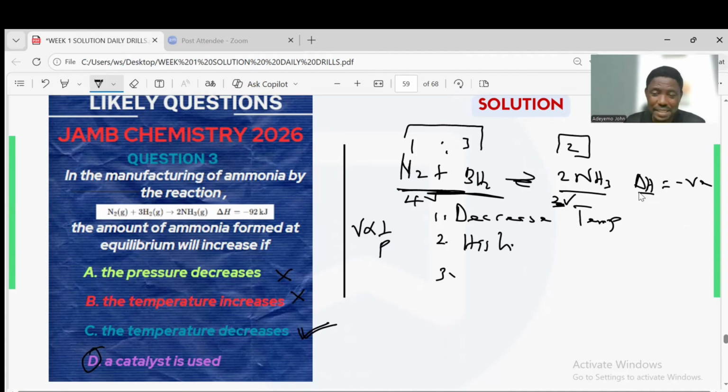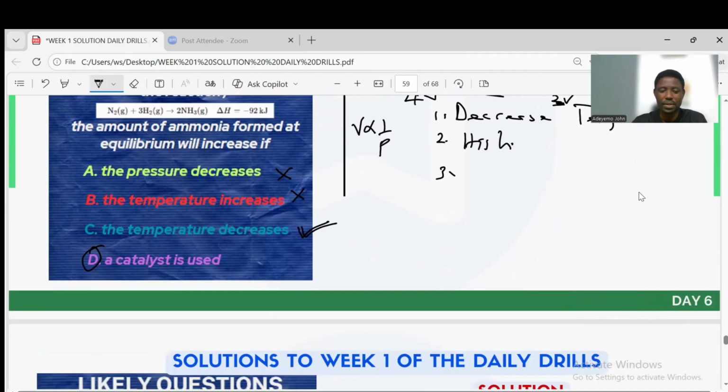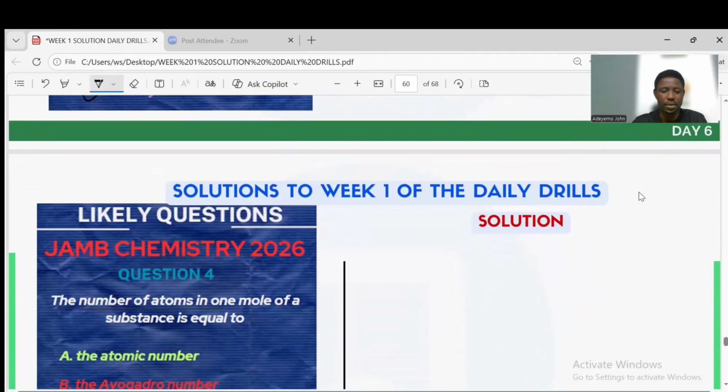No, a catalyst gives you a shorter time to reach equilibrium. It affects both reactions in the same way, both backward and forward reaction. It will just let you form ammonia quickly and let ammonia split back as quickly as possible. So it just reduces the time.